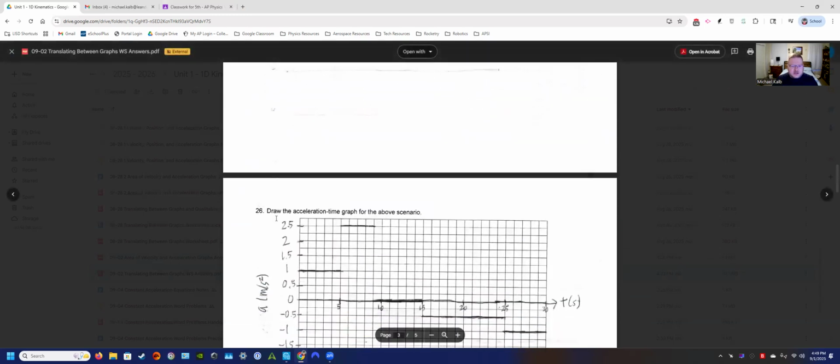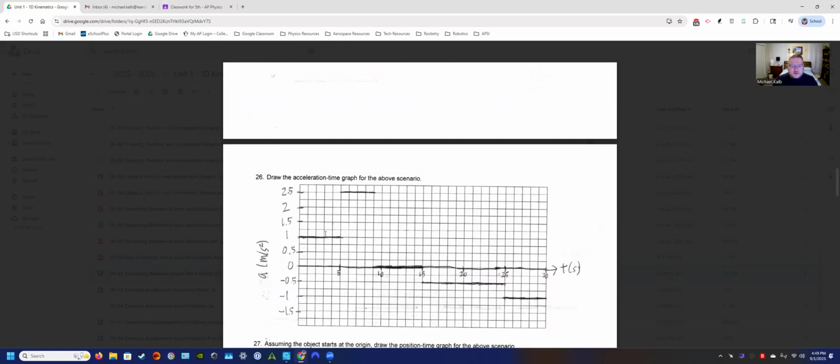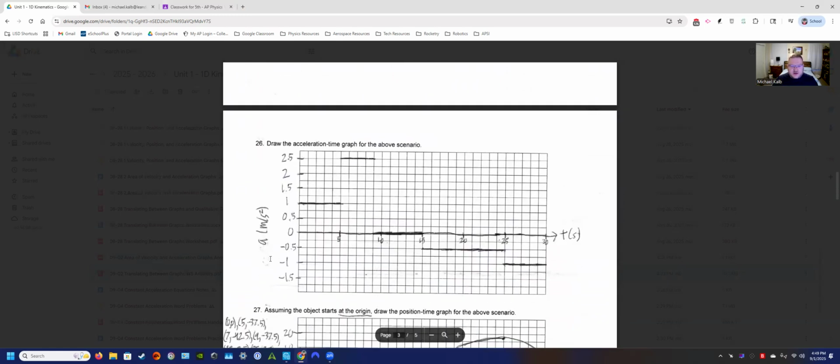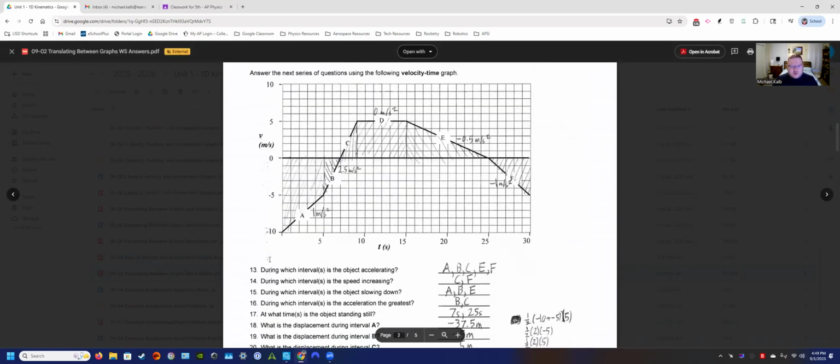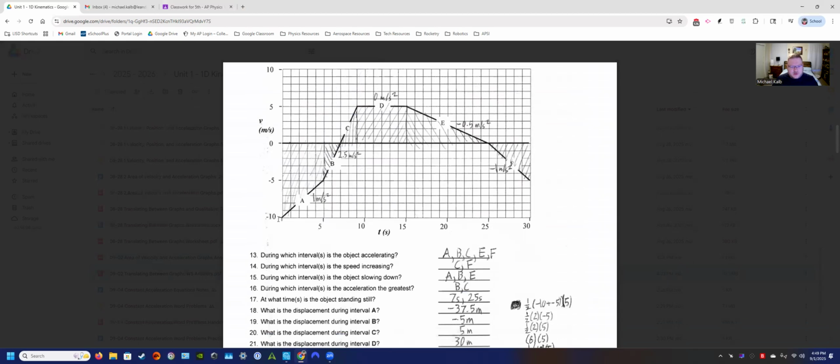All right, we're asked to make an acceleration time graph for the above scenario. Acceleration is the slope of the velocity graph. So from 0 to 5, the slope is 1 meter per second squared. From 5 to 9, let's see, that's up 10 over 4. That's positive 2.5 meters per second squared.